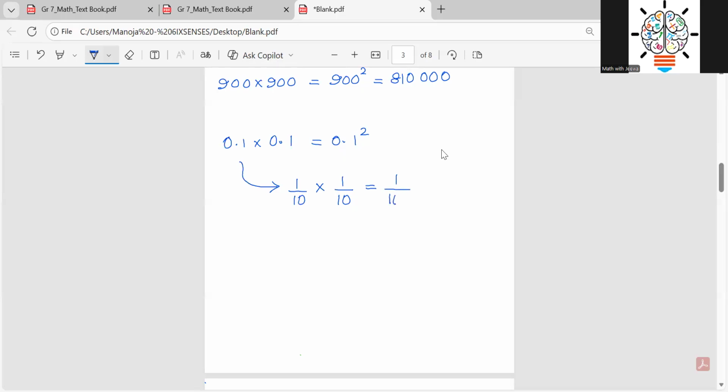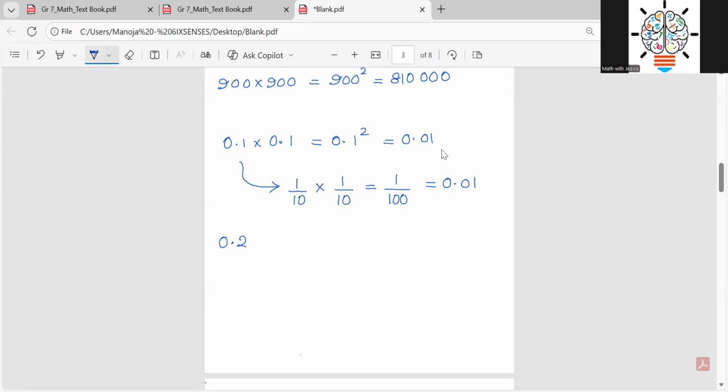10 times 10 is 100. What is the answer? It is 0.01. So that means if you multiply 0.1 by itself, it gives me 0.01. Now see what I'm going to do now.